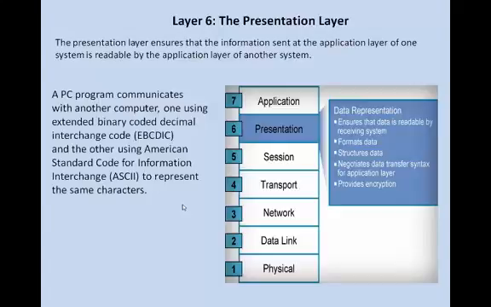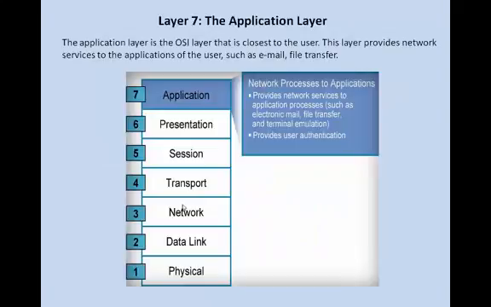Let's move to the last layer, which is the application layer. The application layer is the OSI layer that is closest to the user, or you can say the face-to-face interaction of the user with the services or with the internet. This layer provides network services to the user's applications, such as email and file transfer. If you are accessing the internet, the application layer is working for you. You are sitting in front of the computer trying to access anything like Gmail or file transfer, whatever you are doing over the internet, it is happening only because of the application layer.